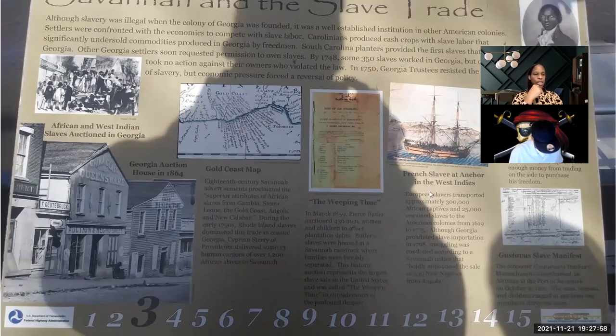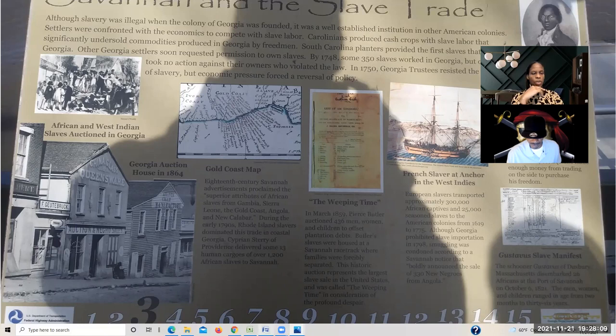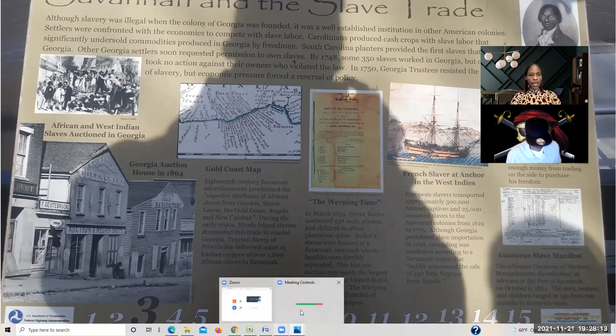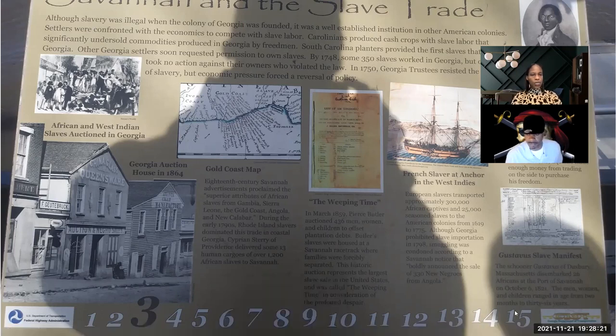Okay. Although slavery was illegal when the colony of Georgia was founded, it was a well-established institution in other American colonies. Settlers were confronted with economics to compete with slave labor. Carolinians produced cash crops with slave labor that significantly undersold commodities produced in Georgia by freedmen. South Carolina planters provided the first slaves that arrived in Georgia. Other Georgia settlers soon requested permission to own slaves. By 1748, some 350 slaves worked in Georgia, but officials took no action against their owners who violated the law. In 1750, the Georgia trustees resisted the legalization of slavery, but economic pressure forced a reversal of policy.